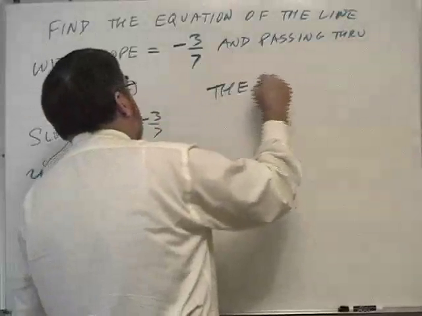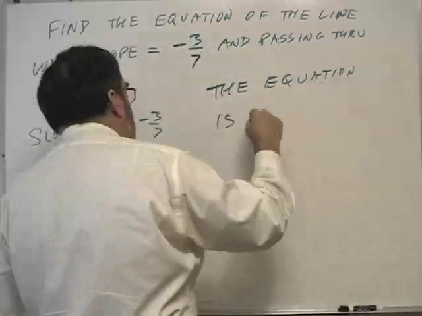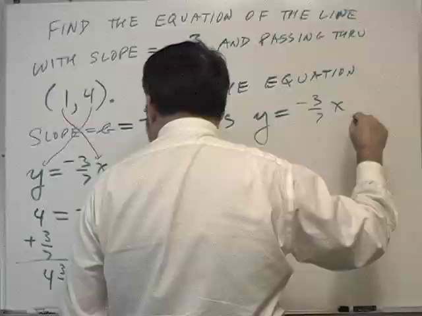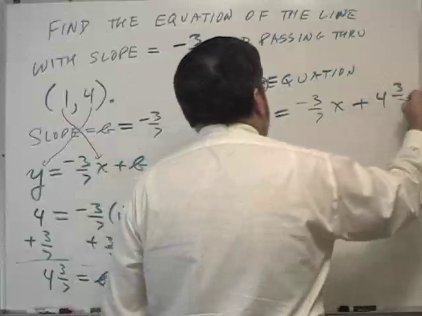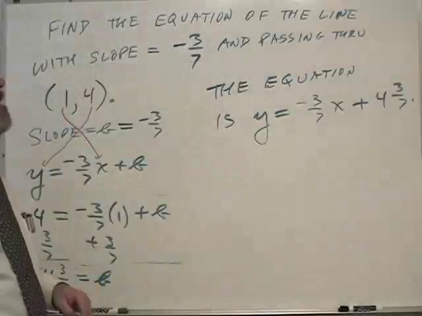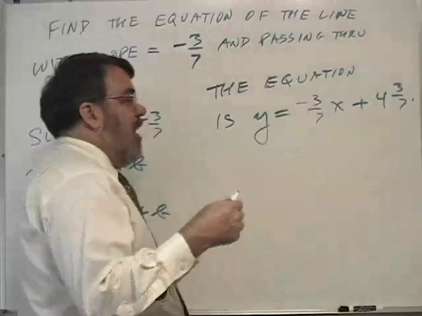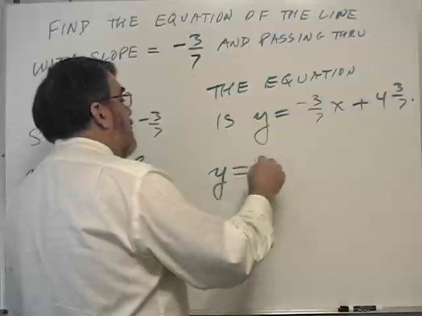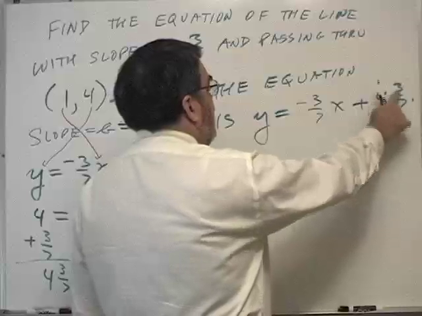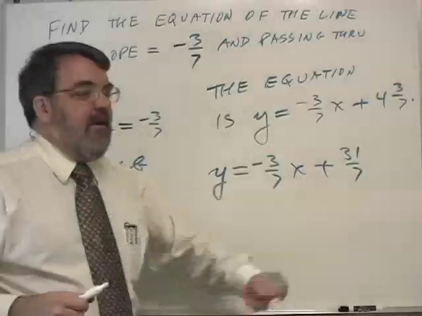equation is y equals negative 3/7 x plus 4 3/7. And note that this was the y-intercept we predicted from the graph. You know, it would be perfectly fine to write this as an improper fraction. y equals negative 3/7 x plus, what is this? 4 times 7 is 28 plus 3 is 31/7. So it would be perfectly fine to write it in this form.